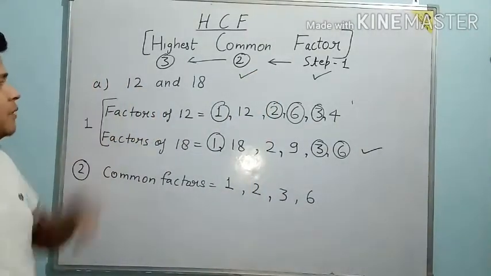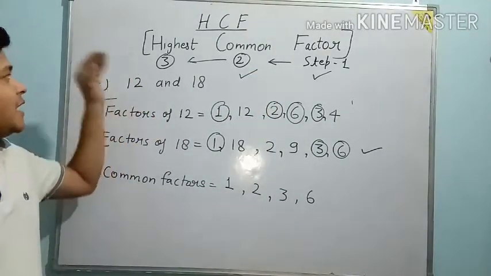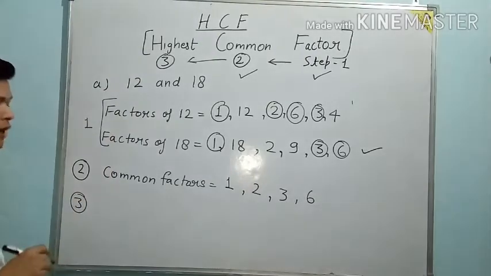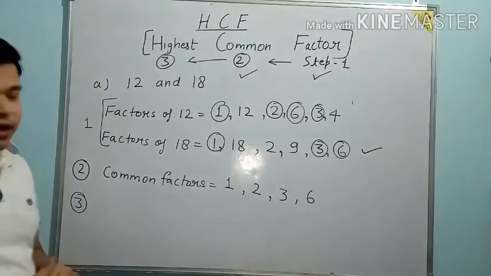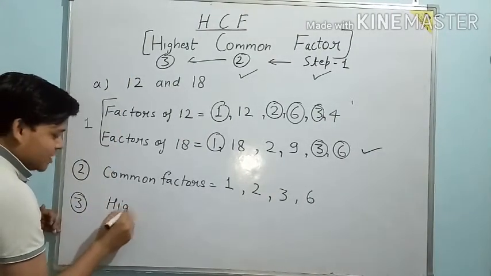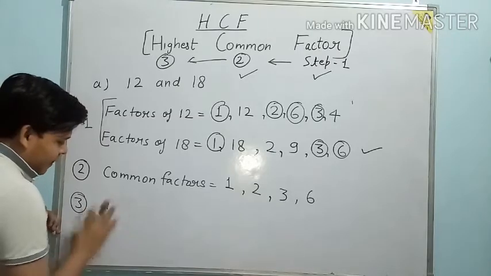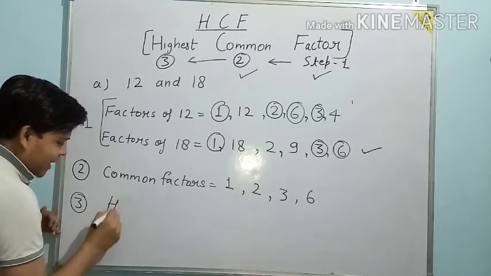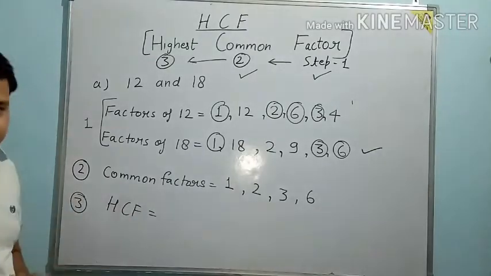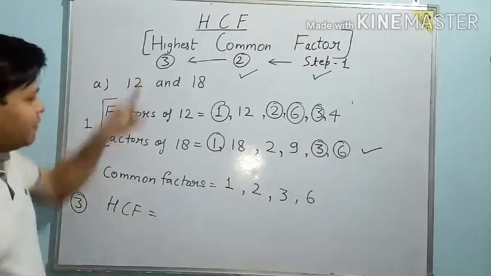Next is step number 3, that means the highest. That means here we will complete and we will get the HCF of the numbers. Highest means which is the highest we have to select here. I am just writing here HCF. As I have directly written here HCF, it means the third step we will complete here.